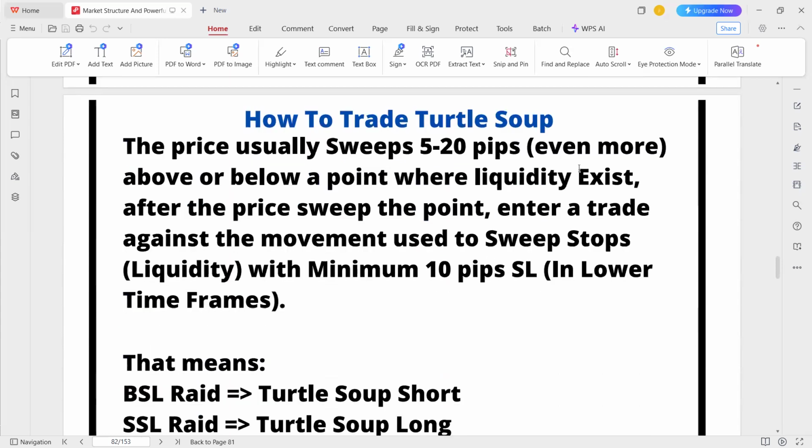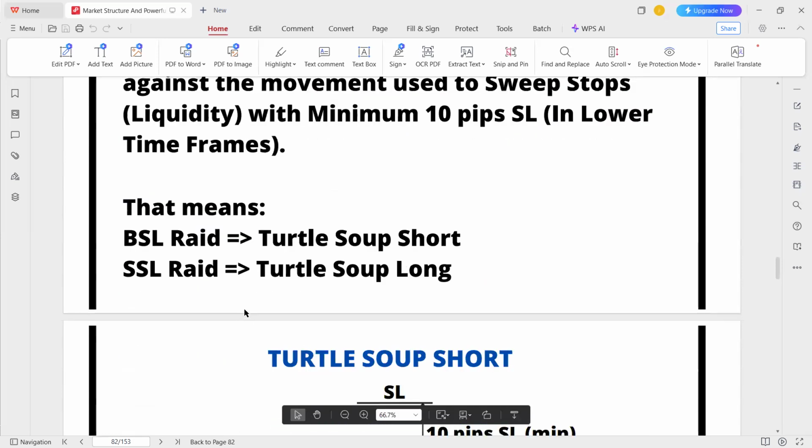So how do we trade this Teto soup? The price usually sweeps 5 to 20 pips, even more sometimes, above or below a point where liquidity exists. After the price sweeps the points, enter a trade against the movement used to sweep the stops or the liquidity, with a minimum of 10 pips stop loss in lower time frames. So a buy side liquidity raid is called a Teto soup short, and a sell side raid is a Teto soup long.